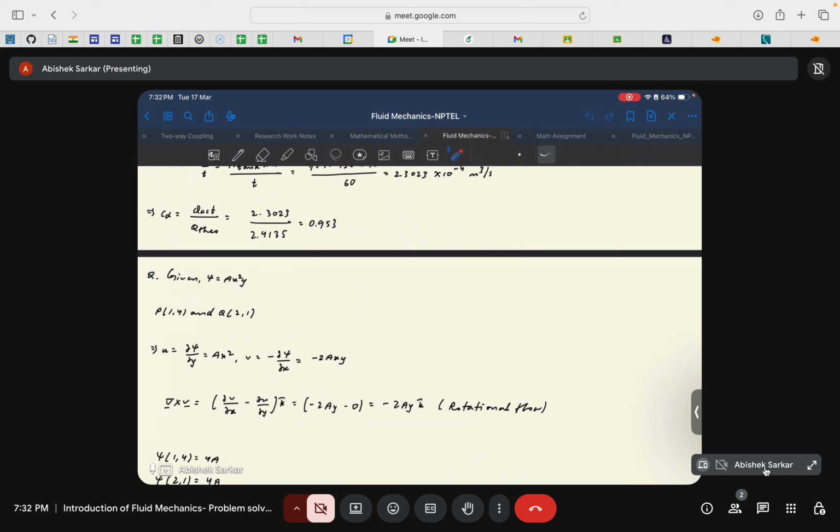So the first option was whether the flow is irrotational or not. So let us find del cross v. Del cross v will give us minus 2ay k, which tells us that the flow field is not irrotational. It may be irrotational at y equal to 0, but it's not irrotational everywhere. So in general, the flow field is rotational.